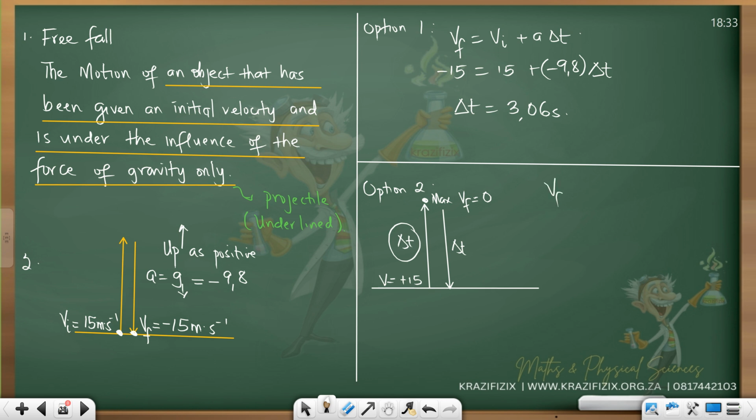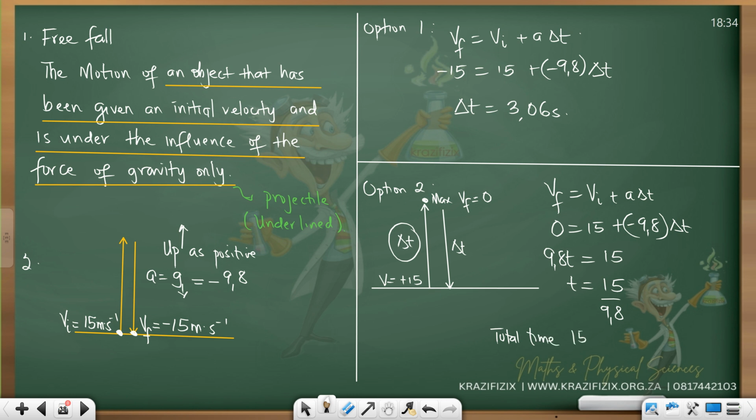So what I need to do is to calculate this time and multiply my answer by 2. Let's check it. So Vf, so this is using maximum what? Height. 0 equals 15 plus negative that. If I move this, it becomes 9,8t equals 15. What is t? Don't even worry. 15 divided by what? 9,8. Don't even bring a calculator. Check something. Total time will now be 15 over 9,8 multiplied by 2. I promise you on your calculator, you will get that time as well.